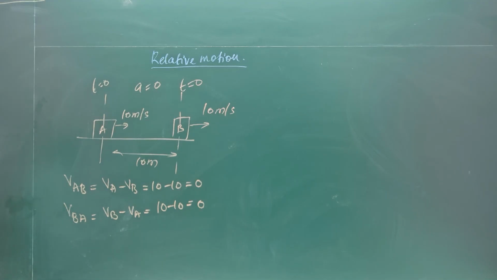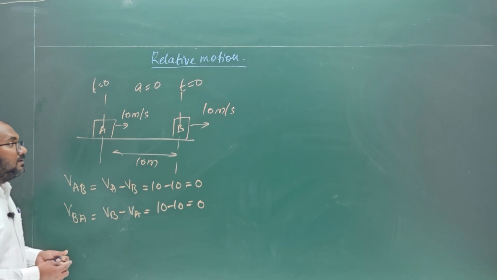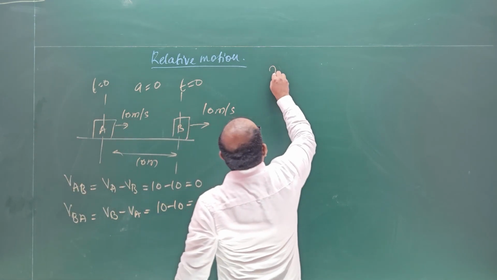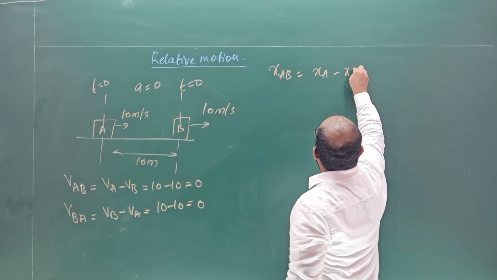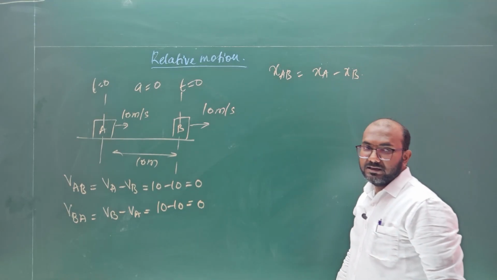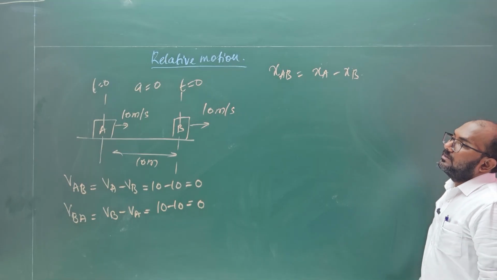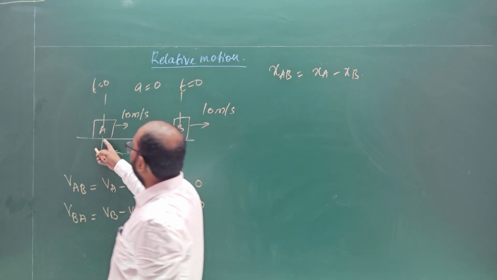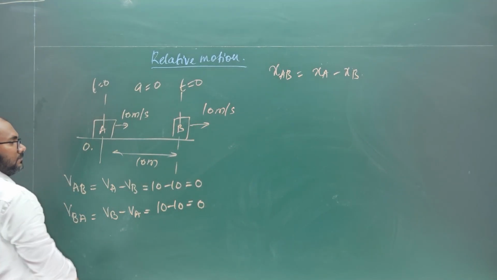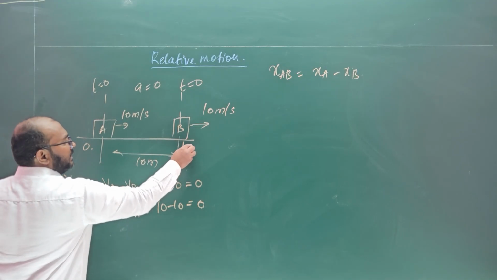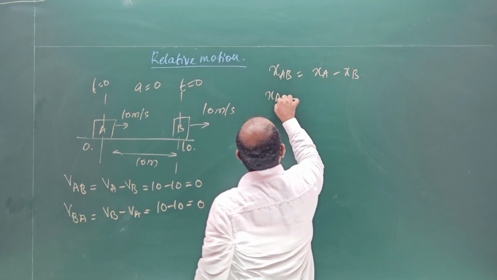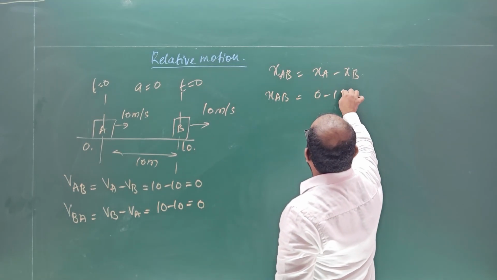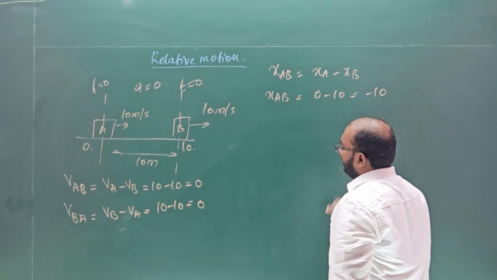Okay, now what about the position? For the position, I will be writing that XAB is nothing but XA minus XB. Let the initial position over here for the object A be 0. Then for this object, can I say 10? Okay, then XAB can be written as 0 minus 10, that is minus 10.